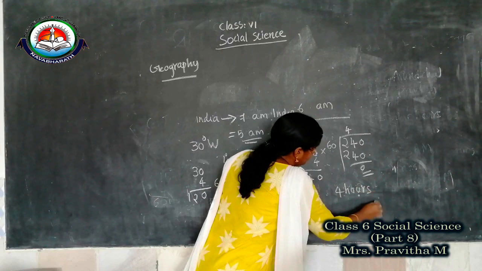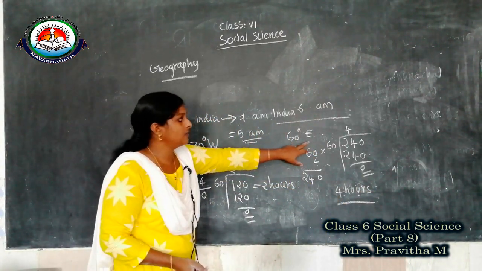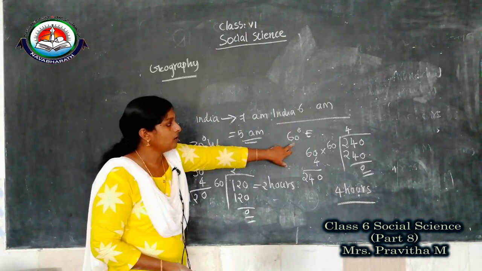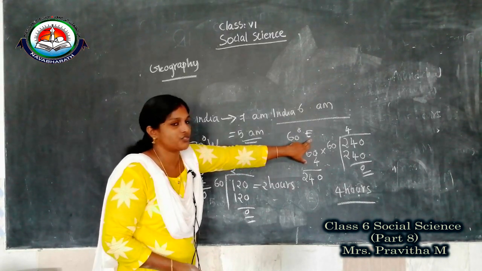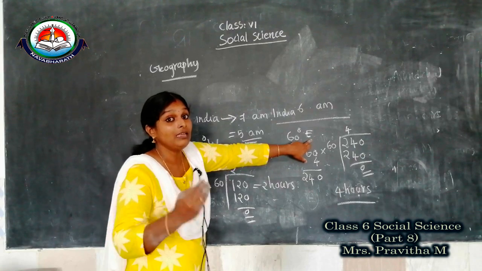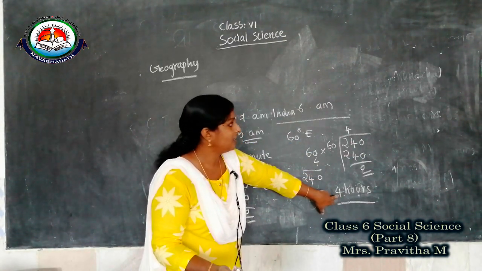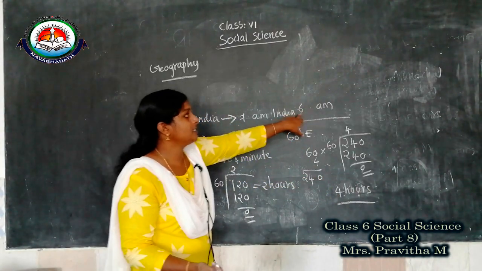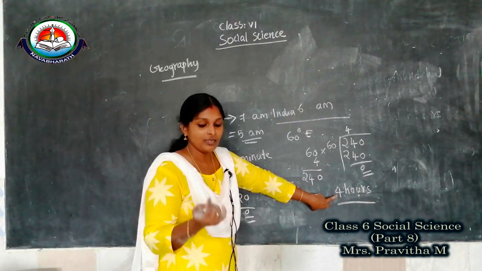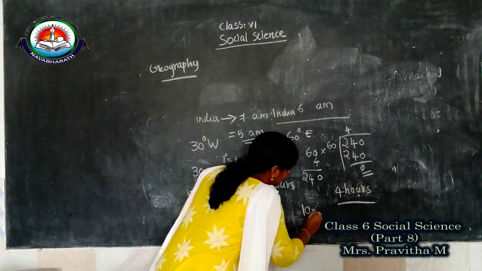Then what will we do? Next step is, we will look at which hemisphere the country is in, eastern hemisphere or western hemisphere. We know here it is 60 degree east. So east means what will happen to time? Time will increase. So we have to add 4 hours. Clear, children? In India it is 6 am. So we have to add 4 more hours: 7, 8, 9, 10. Clear? So the time will be 10 am.